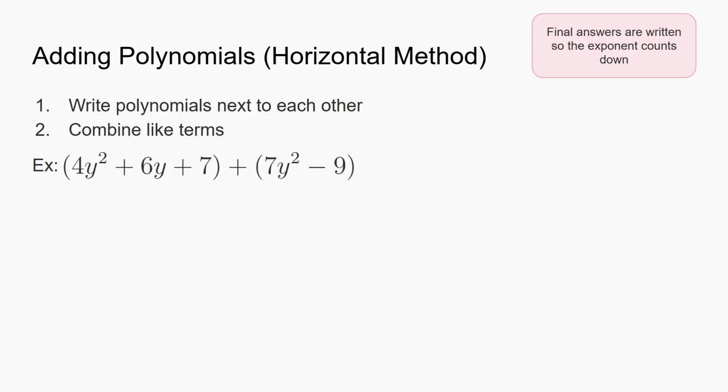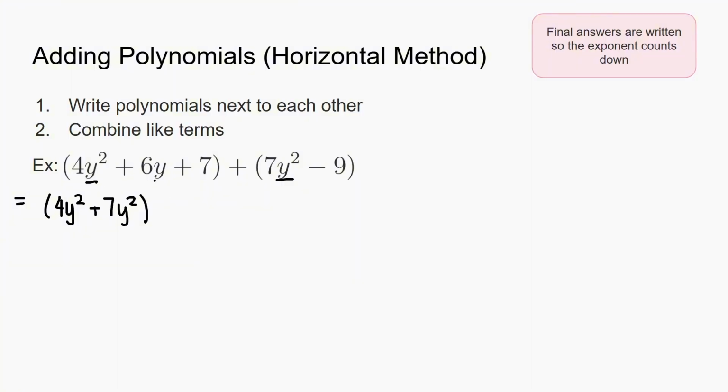So, assuming the problem starts like this, we can start by grouping the like terms. In this case, let's start with y squared. The y squared like term, there's another y squared right here. So we can do 4y squared plus 7y squared. Are there any more y squareds? No. We can move on to the next term.